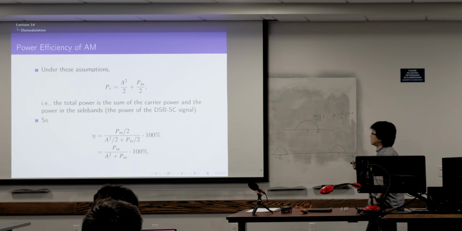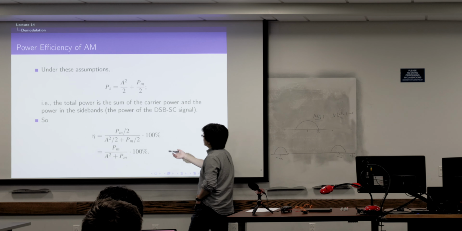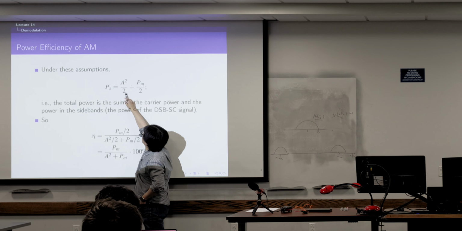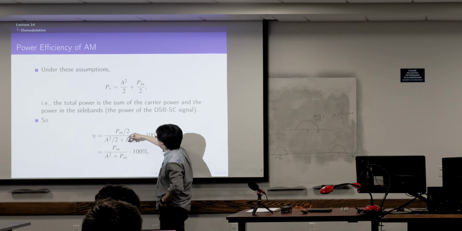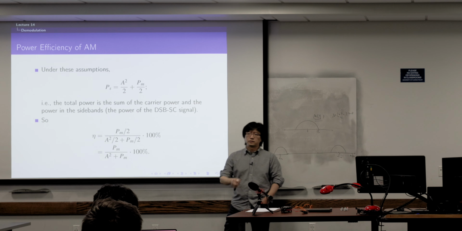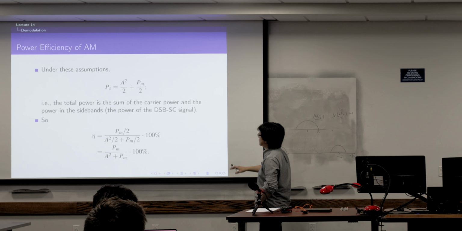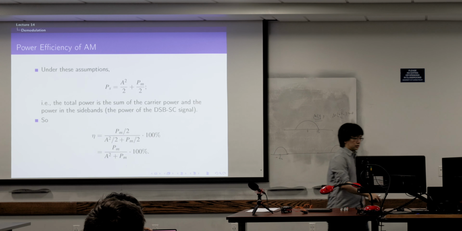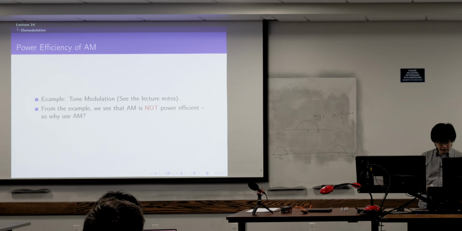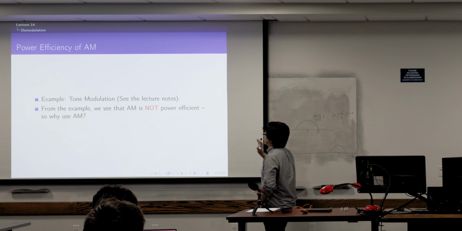If we denote the power of m of t as Pm, then we know the carrier power is this term, and this is the total power. We use the signal power divided by the total power, and we get the power efficiency. So this is how we compute it. If I have an exact AM signal, you can use this formula directly without recomputing it. Okay, very good.